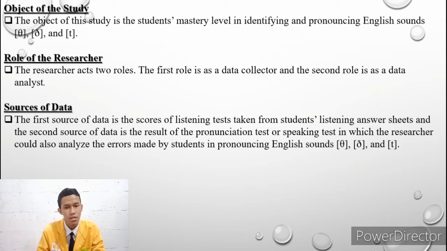The first source of the data is the score of the listening test, and the second source of data is the result of the pronunciation test, in which the researcher could also analyze the errors made by the students in pronouncing the English sounds th, th, and th.